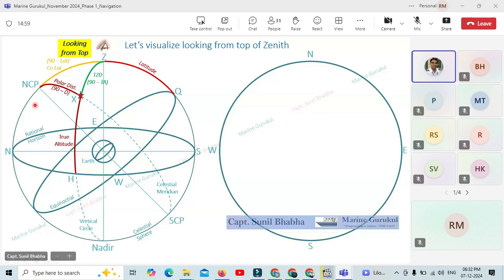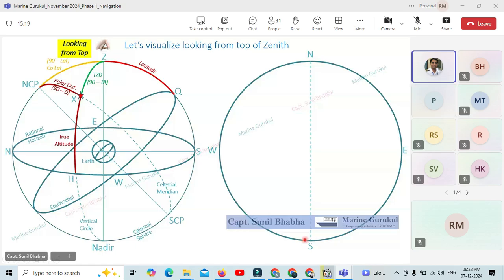So if you have a look at this from top, it is going to look as a straight line joining the N and S points. So let's see it here. It is going to appear as a straight line joining the N and S points.